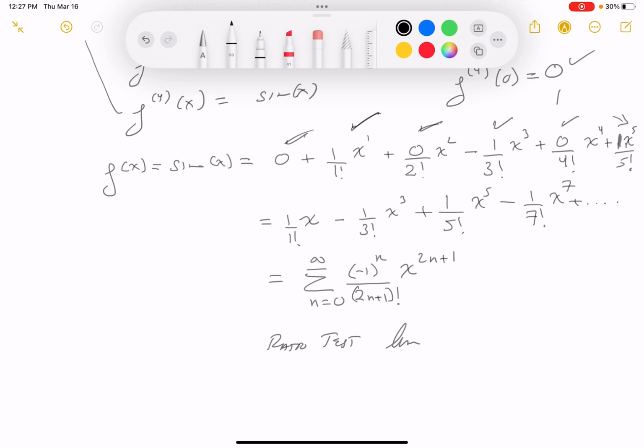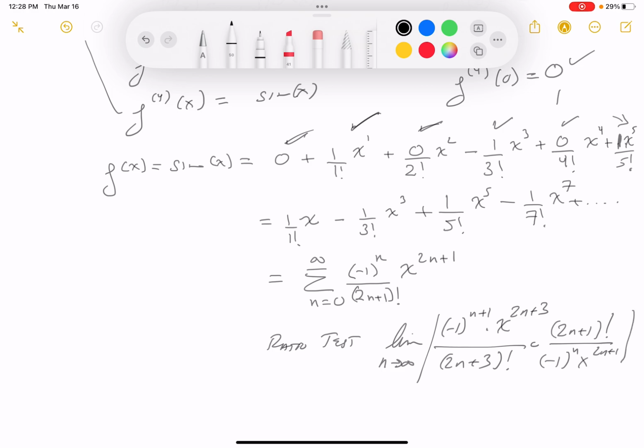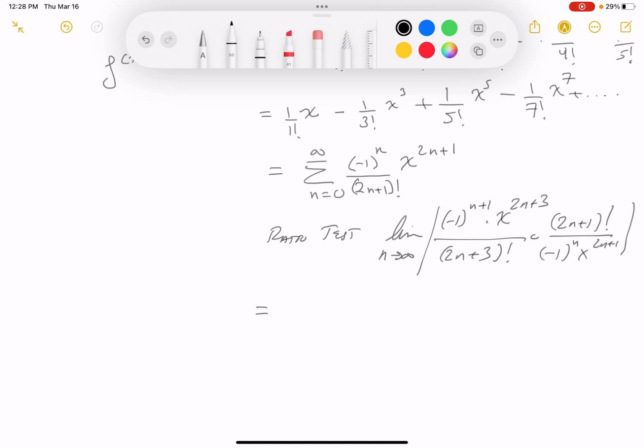That's the limit as n goes to infinity. And I'll write this down completely. n plus 1 times x, well, it's going to be 2n plus 3 now over 2n plus 3 factorial, times the reciprocal, so it's going to be 2n plus 1 factorial, and then you get -1 to the n, and x to the 2n plus 1. That's the limit as n goes to infinity. Well, the -1 to the n cancels off, but the absolute value is still 1.